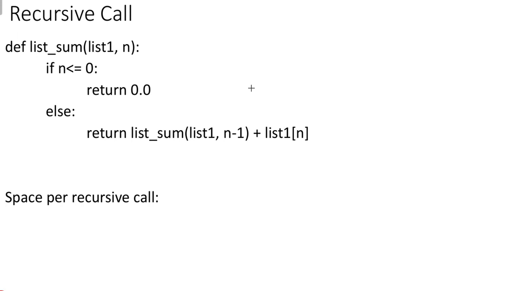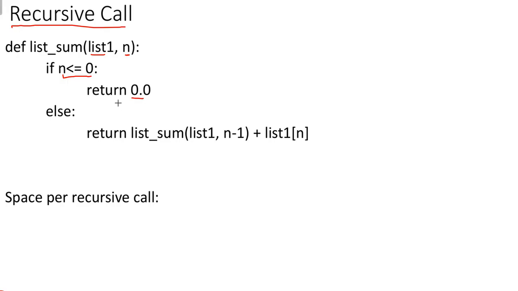Okay, let's see one more example for space complexity where you have a recursive call. This function defines a list sum, where the input is a list as well as a number n, meaning up to which index you want to sum the list. So if n is less than or equal to 0, it will return 0, since we are not summing any number.